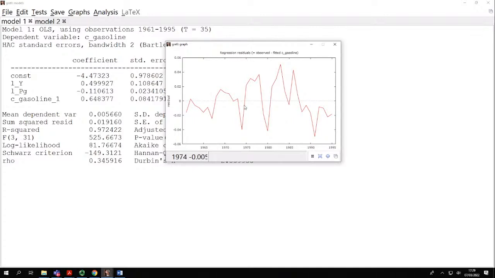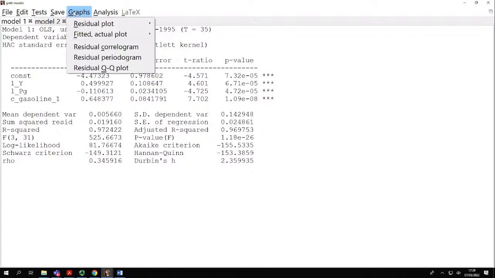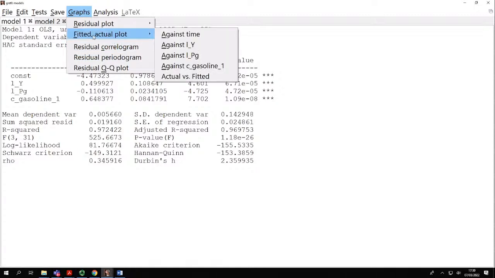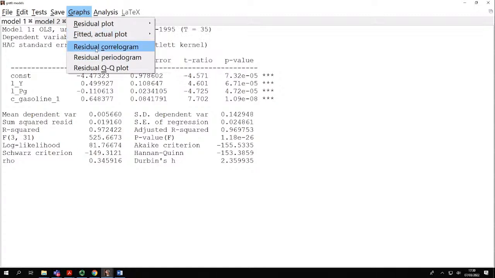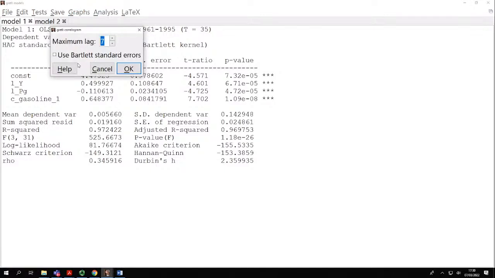Then we impose homoscedasticity, but I give up on homoscedasticity from the outset. We should have uncorrelation. How can we check correlation or absence of correlation in this setup? Let me show you what we can do. Under graph, we find residual correlogram. Now I show you what happens when I click on residual correlogram and how we interpret it. So I click on residual correlogram.